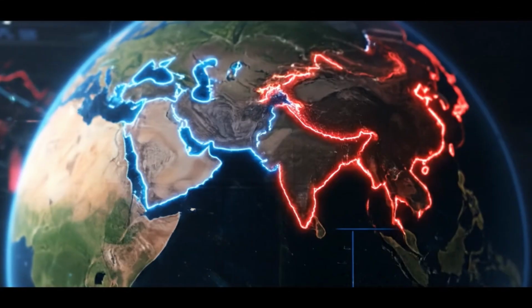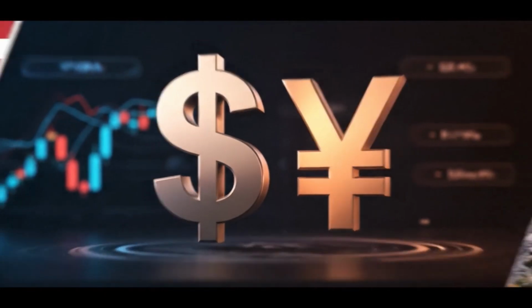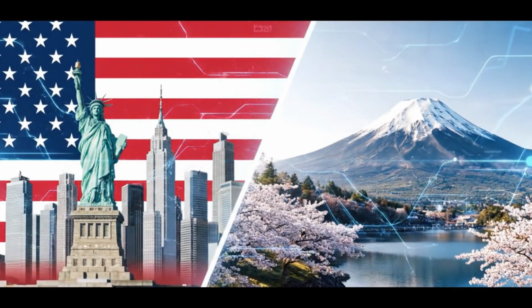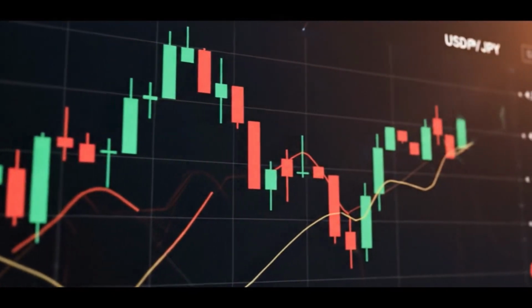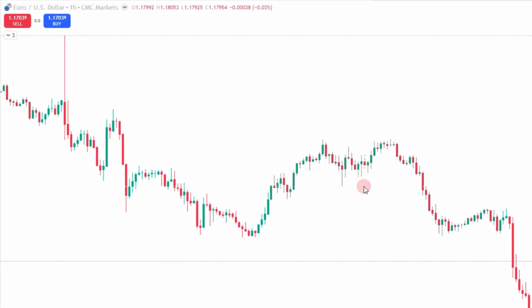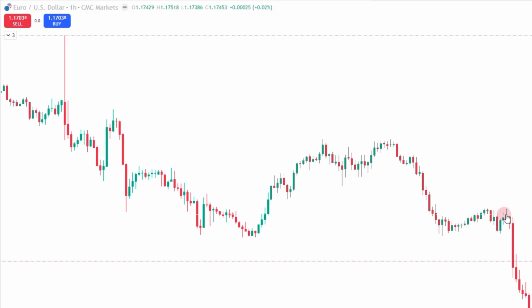So let's get in on the basics. What exactly is Forex, right? I mean, Forex simply means foreign exchange, right? And you're basically trading one currency against the other. So if we go on the charts, for example, here we've got Euro USD. If you buy, right, you're betting the euro will go up against the US dollar. If you sell, you're betting the euro will actually go down against the US dollar.